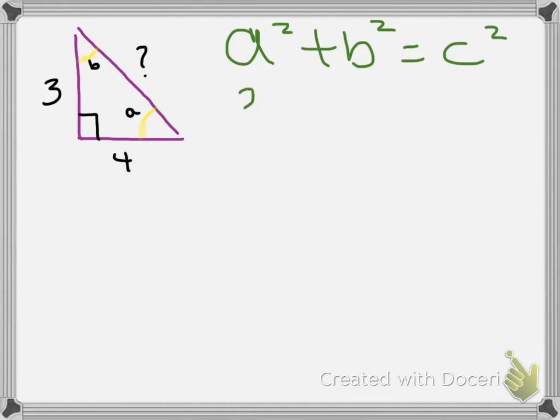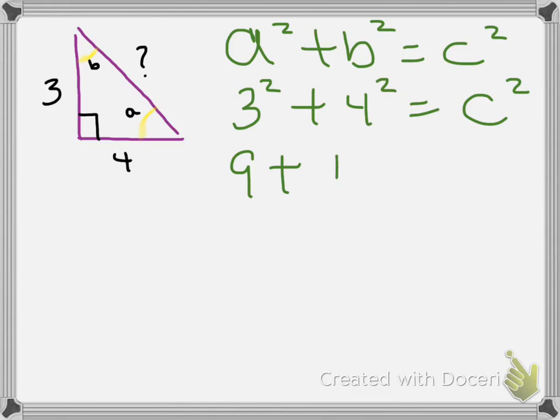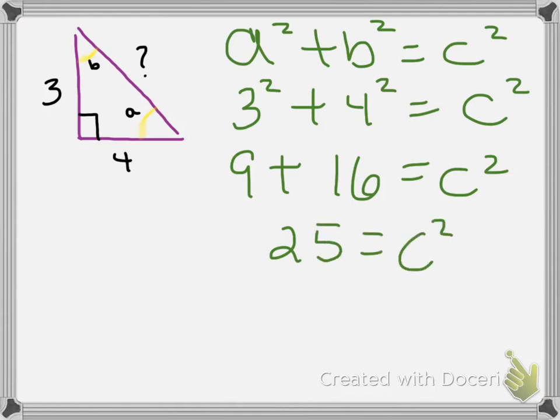So we're going to plug in 3 squared here plus 4 squared equals c squared. You've done this before. We did this together. So we just multiply this out to make it 9. Multiply that out to be 16. So we got 25 equals c squared. Take the square root, and c equals 5. So we now know that the length right here is 5.